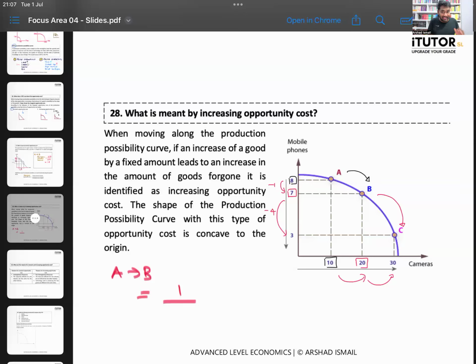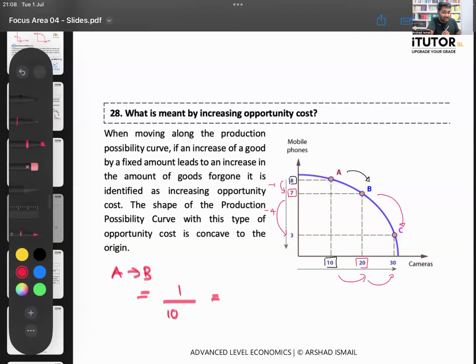Right. So back to my thing here, my A to B. Can you tell me how that works? So foregone is 1. You're foregoing 1 mobile phone, but what are you gaining? You're gaining 10 cameras. So then what is your marginal opportunity cost? 1 divided by 10, you get 0.1. 0.1 what? To get 10 cameras, you're sacrificing 1 phone. Then to get 1 camera, you have to sacrifice 0.1 mobile. That is how you calculate marginal opportunity cost. Just have that in mind.